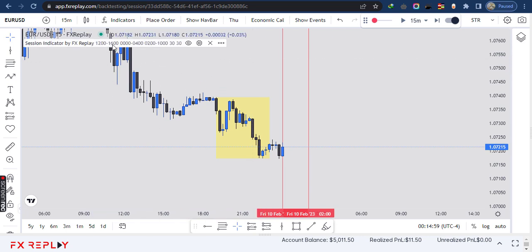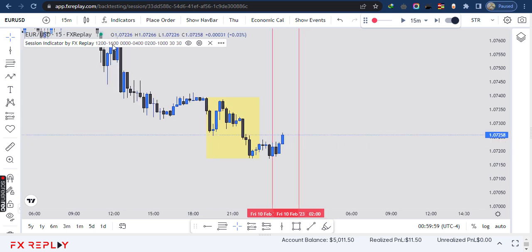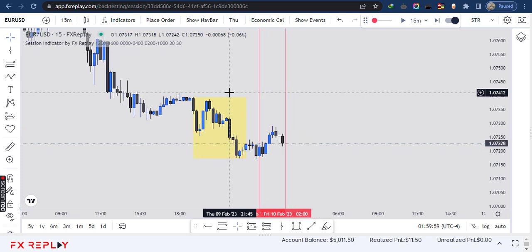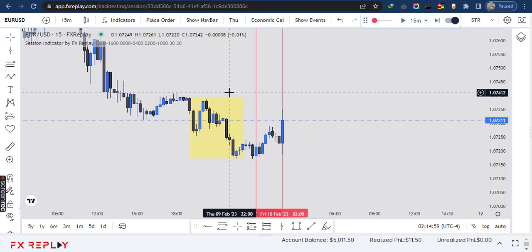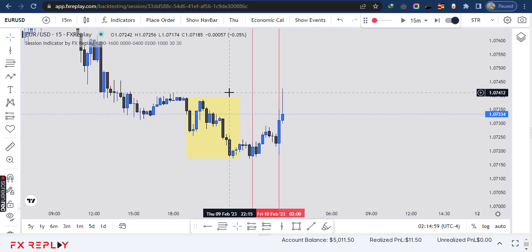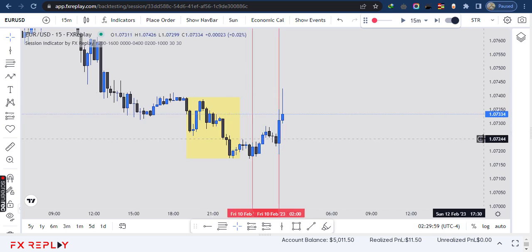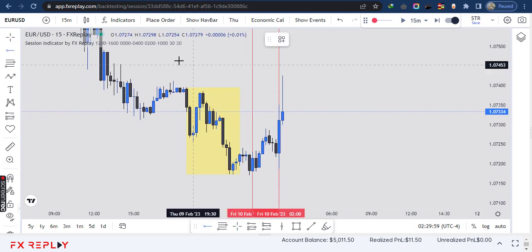Now what you want to see is a raid. It can be a raid on the Asian session low, or it can be a raid on the Asian session high. So keep this in mind: you do not engage with price unless you see a raid. Now you see a raid. We can see that price has taken this Asian session.